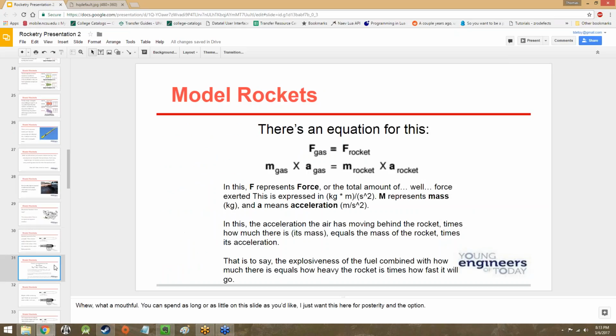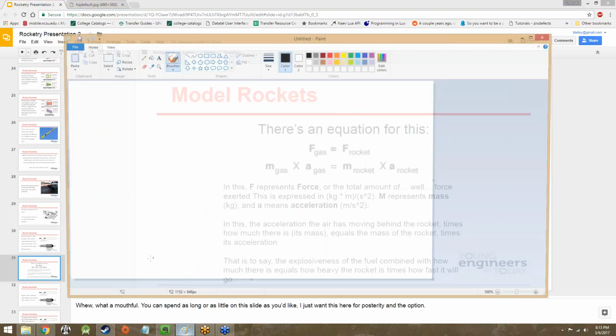Let's take a look at the math. This is the math that's actually up here. The force of gas is equal to the force of the rocket. That's what the big capital F stands for. It stands for force. And you have Newton to thank for this as well.